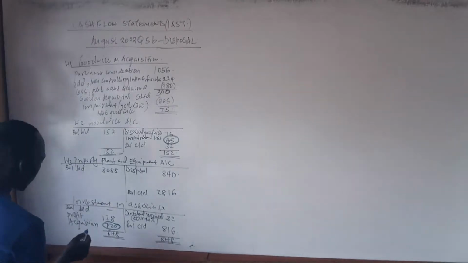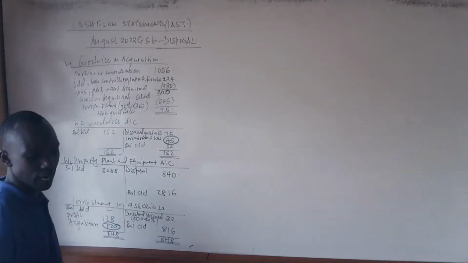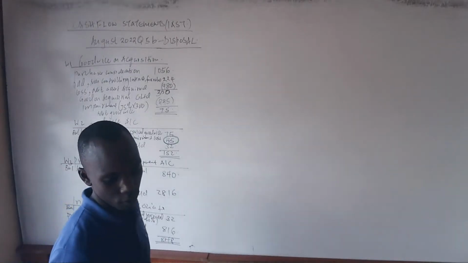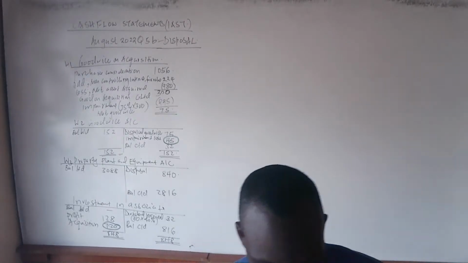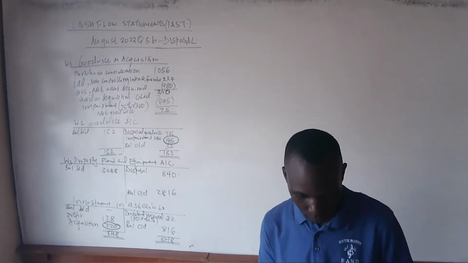So this amount will go to the investing activities cash flows. Then this profit will be deducted from operating activities cash flow under adjustment. So we are done with that working. Then we proceed with our question.